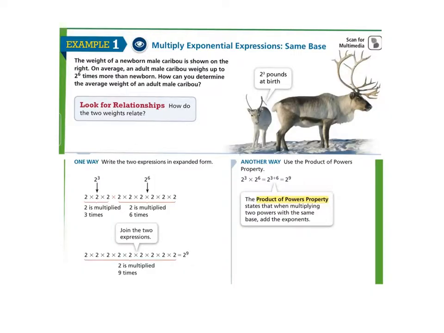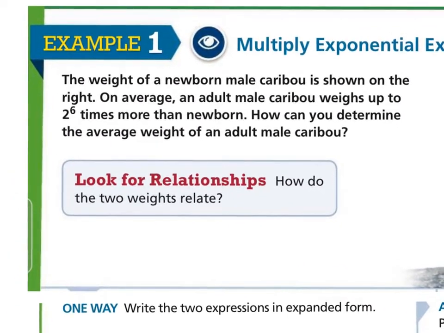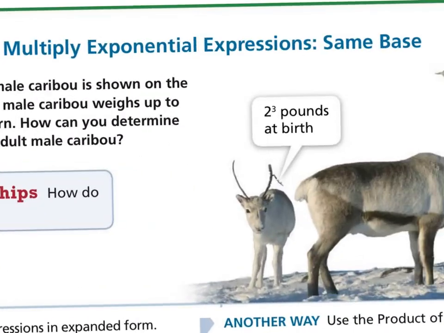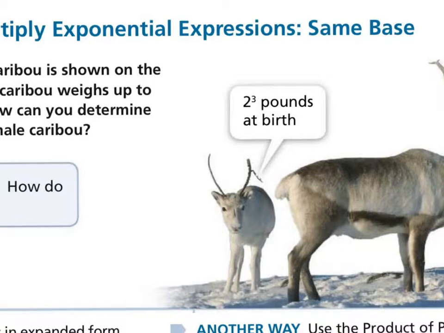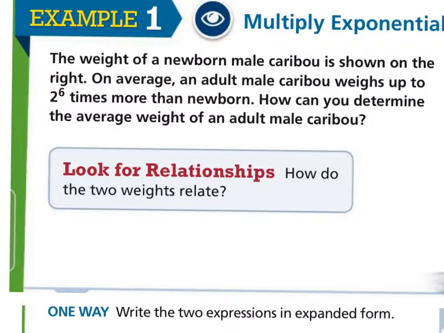So example 1, the weight of a newborn male caribou is shown on the right. 2 to the 3rd power. Not usually how they'll say that. On average, an adult male caribou weighs up to 2 to the 6th times more than the newborn. How can you determine the average weight of an adult male caribou?